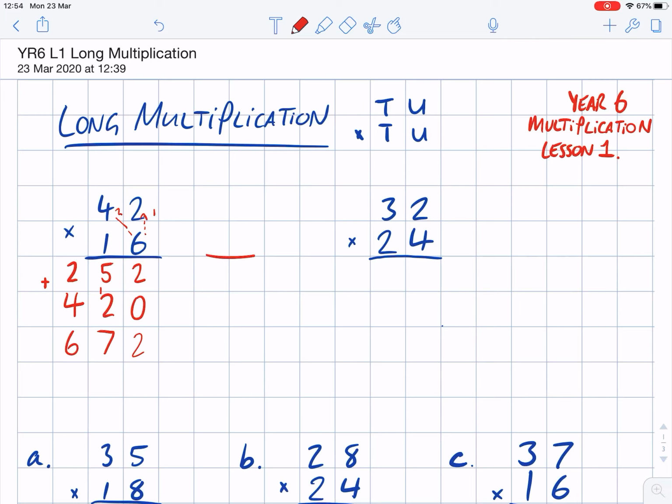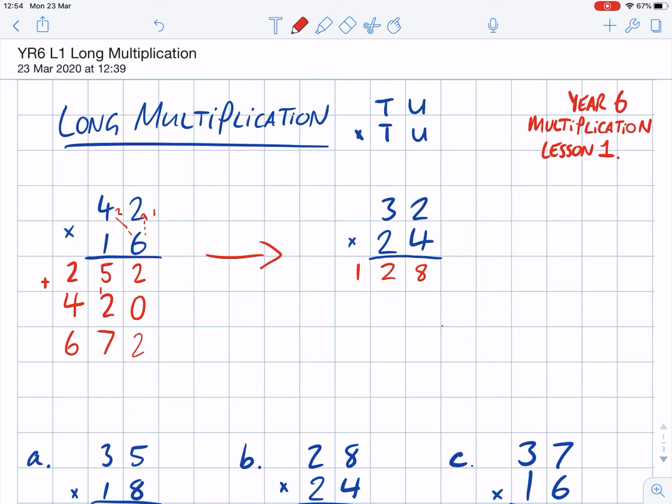Again, going across now. 32 multiplied by 24. Start bottom right, my units. I'm going to multiply this bottom 4 by the 2 above it. So 4 times 2 is 8. I'm then going to go across from the 4 to the 3 above it, so diagonally left. 4 times 3 is 12.